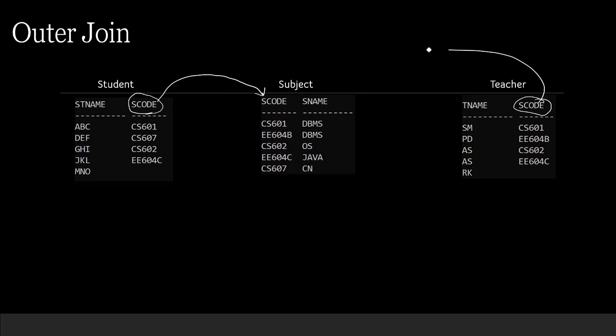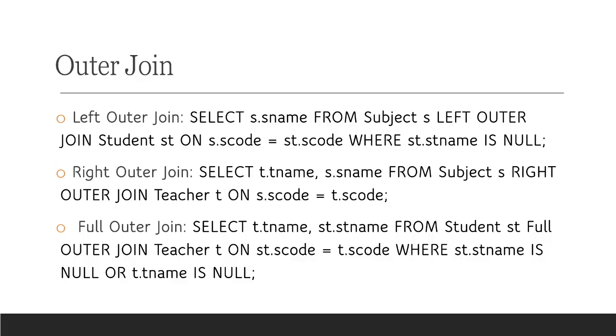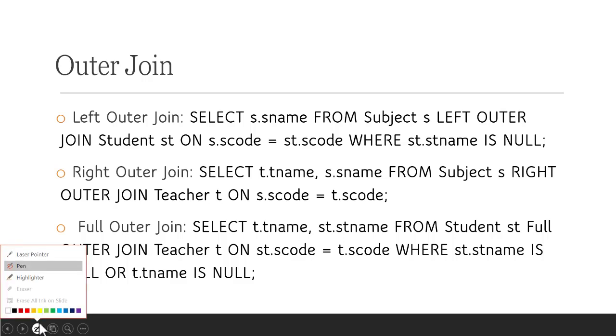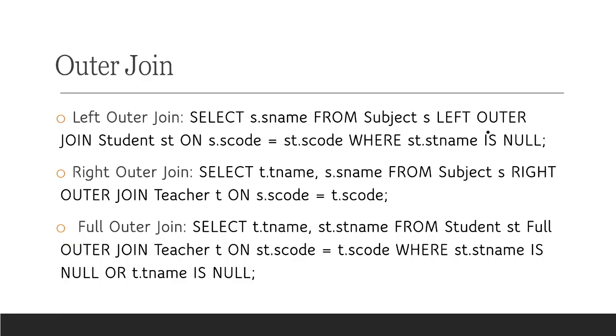Now, let us see how we are going to use the different outer joins, that is the left, right and full outer join, in the SQL language. In case of left outer join, the joining clause will be left outer join. In case of the right outer join, the joining clause will be right outer join, and obviously in case of full outer join, the joining clause will be full outer join.